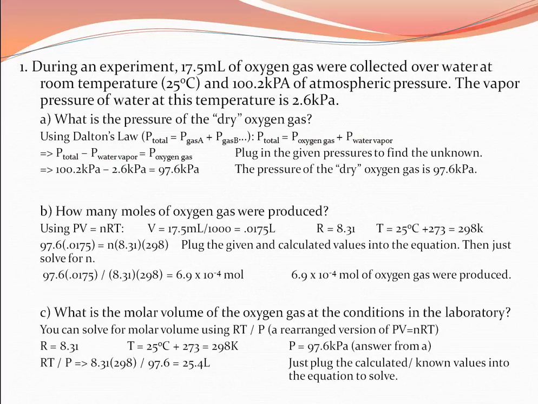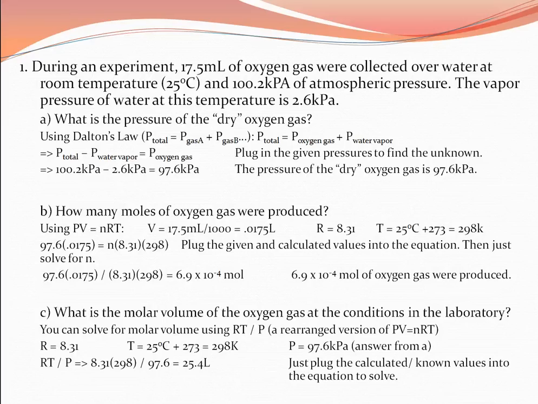The volume, since there are 1,000 milliliters in 1 liter, is 0.0175 liters. R is a constant at 8.31, and the temperature is 25 degrees Celsius plus 273 to get you 298 Kelvin. So then you can just plug in what you calculated or what you were given to get 97.6 times 0.0175, which equals n times 8.31 times 298. And then you just rearrange the equation to solve for n, and you get 6.9 times 10 to the negative fourth moles.